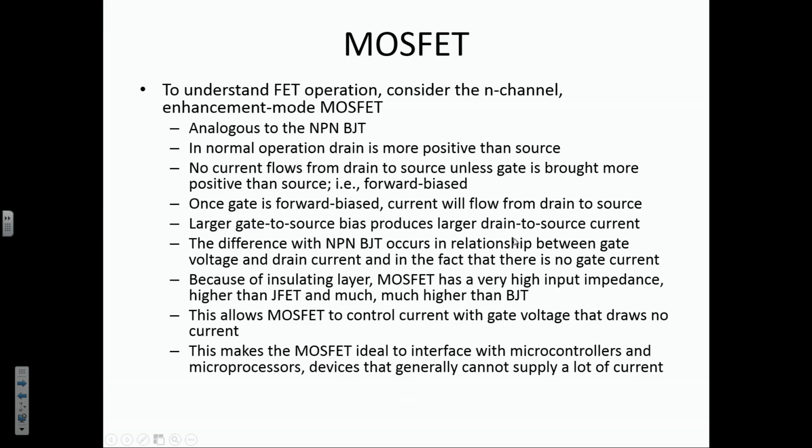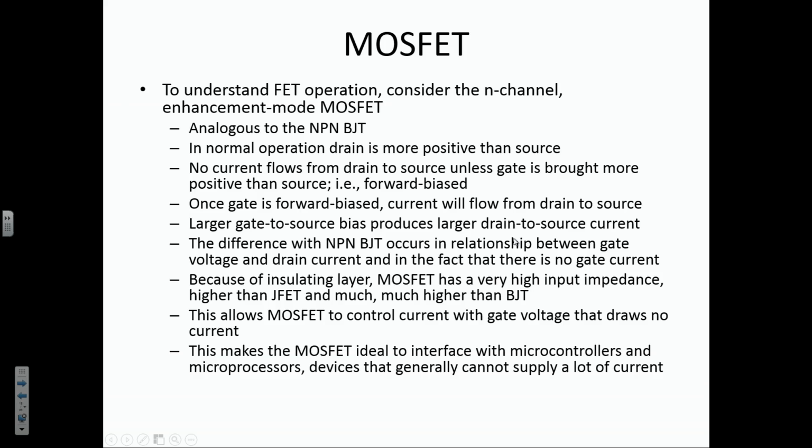No current flows from drain to source unless the gate is brought more positive than the source, meaning the voltage on the gate is increased so that it's higher than the source voltage. What this means is it's forward biased. Once the gate is forward biased, current will flow from the drain to the source. A larger gate to source bias produces a larger drain to source current, so you can actually regulate the level of the current that you're getting by changing that voltage.